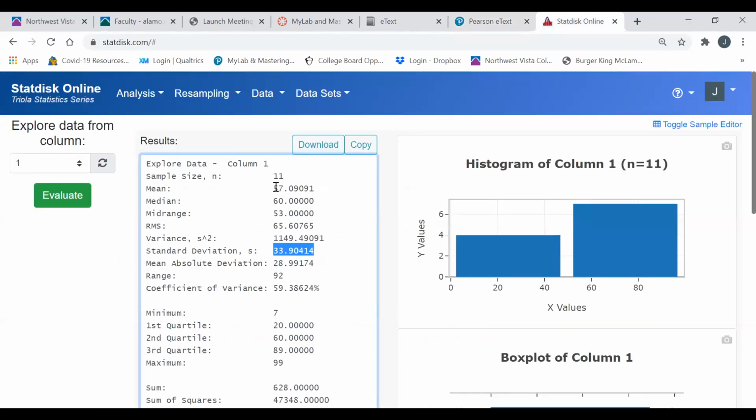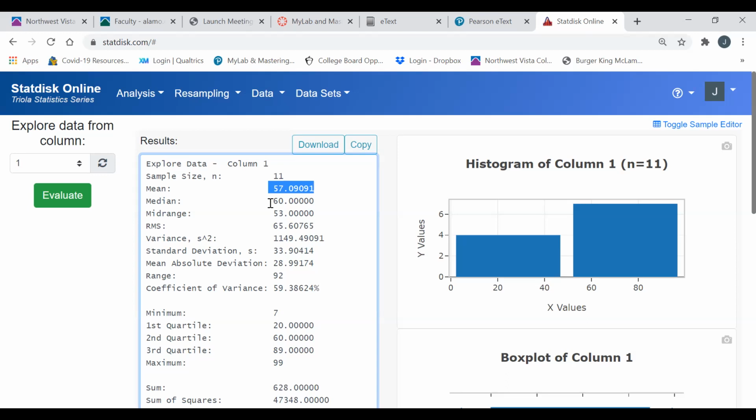I have to have one place behind the decimal, which means my answer for the mean is 57.1. Median, 60.0. All my answers should have one digit behind the decimal, 60.0. Now, the thing with StatDisk, it does not give you the mode. We're going to have to figure out the mode by ourselves. You have to do mode by hand, but all the other six you can find here.